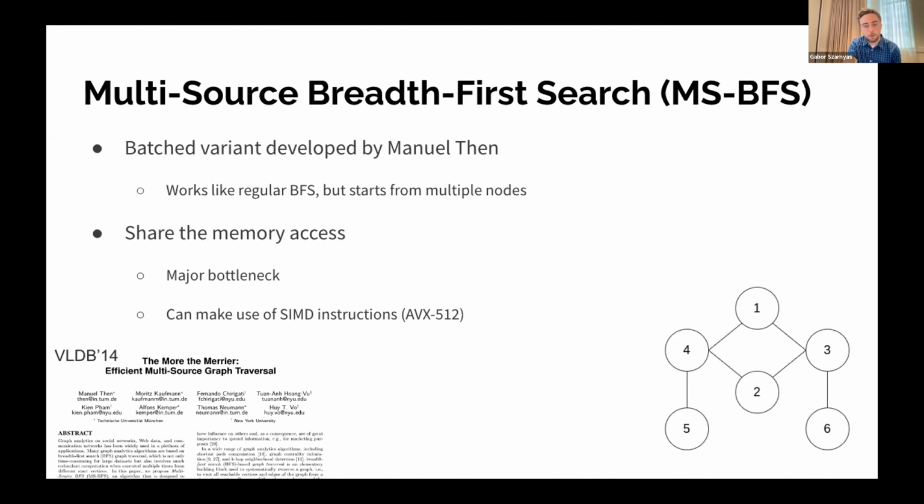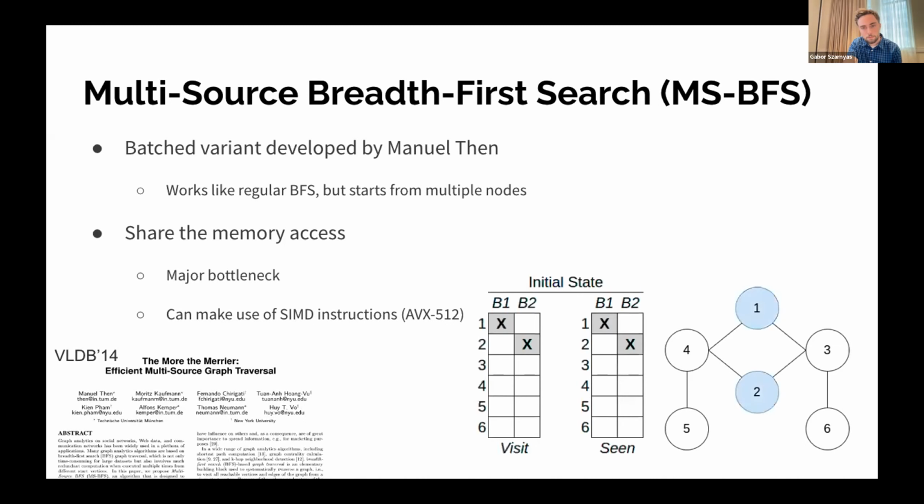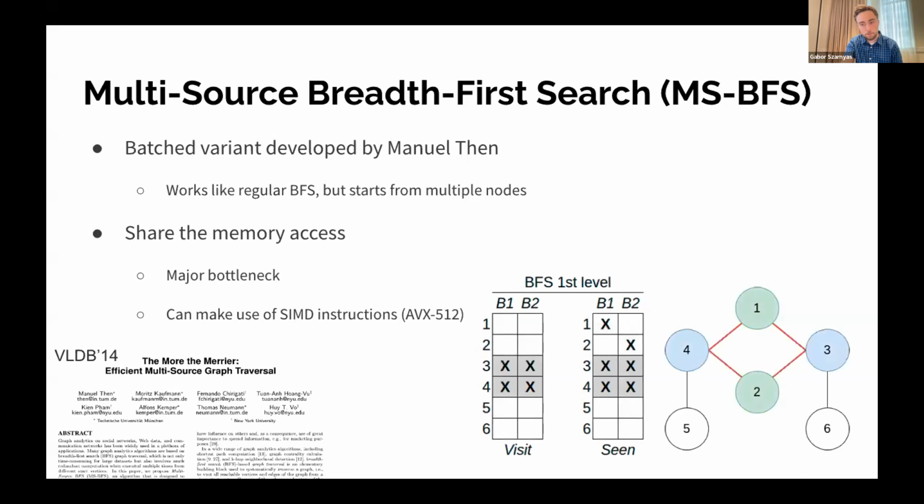I have a simple example. These are the old slides. Okay. We have two BFSs running, one from node 1 and one from node 2. And in the matrix, we see B1, which corresponds to BFS1, and B2 corresponding to BFS2. In the next step, they each explore their neighbors, which are node 3 and 4, which are then added to the visit matrix and to the seen matrix, sorry.